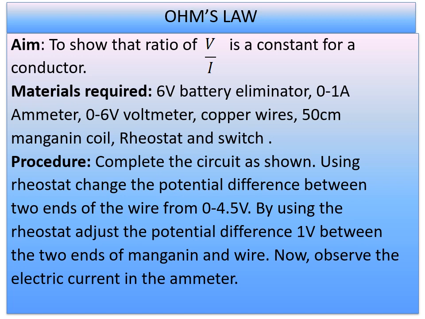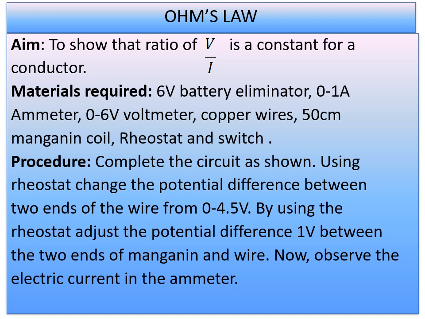A 0 to 1 ampere ammeter, a 0 to 6 volt voltmeter, copper wires, here conducting wires, and a 50 cm manganin coil, which is called a resistance coil. A rheostat. What does rheostat mean? To vary the resistance in the circuit, a rheostat is used. And a switch.